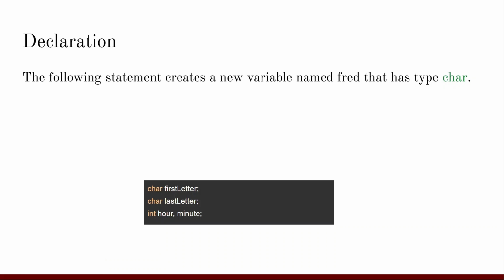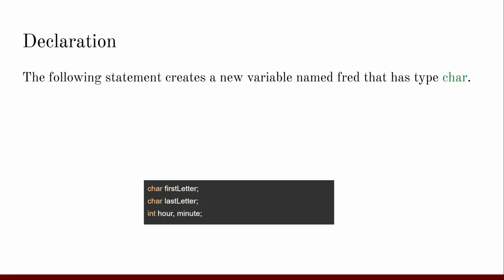Now let's discuss a few more terminologies. One is called declaration and the second is assignment. In declaration we just create new variables and we assign values later in the C++ program. Let's say we have char first letter, the initial of my first name, and char last letter, and then we have int hour and minutes, and these are just declarations. We will assign these values later in the C++ program.